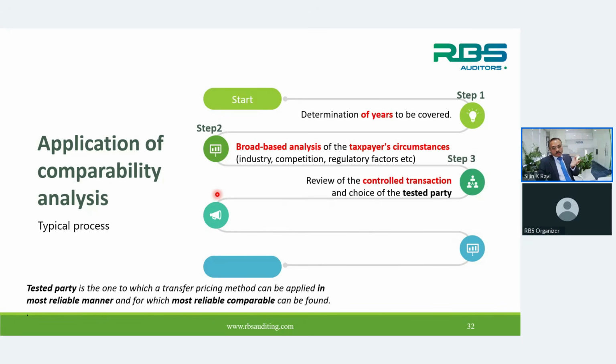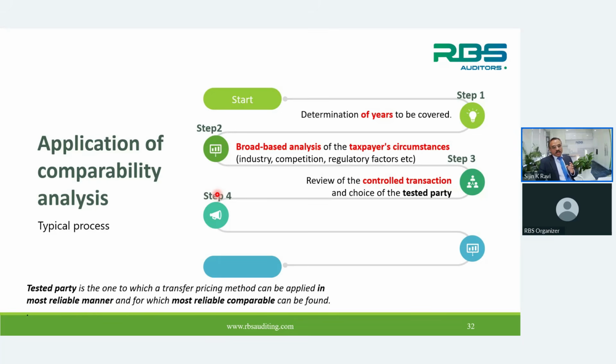And moving on, step 3, controlled transaction. You have to find out who is a tested party and whatever the controlled transaction. Controlled transaction means a related party transaction. You have to review the related party transaction. Then you have to choose the party. We will discuss in detail about what exactly the tested party is.